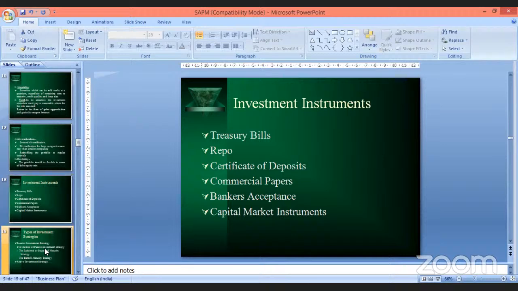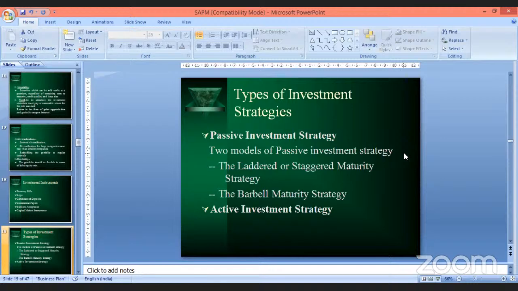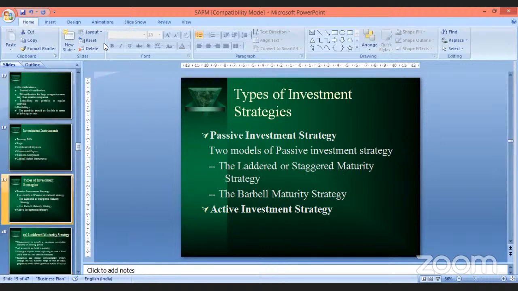Okay. So now we are going to discuss types of investment strategy. Suppose we want to invest some amount of money or some amount of fund. So what are the various investment strategies available for us? We need to follow some strategies on the basis of our future need. Generally, there are two types of strategies. Please remember, the first one is passive strategy. The second one is active investment strategy. Again, passive investment strategy consists of two models. The first one is the ladder or staggered maturity strategy, and the second one is barbell maturity strategy. So what are these? Let us understand.